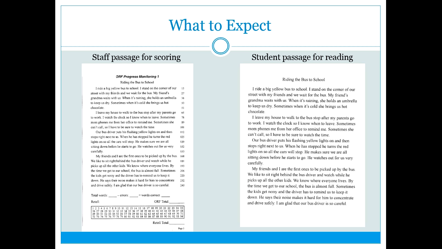So what to expect when you look through your packet. You'll find that you have access to packets for each grade level from 2nd to 6th grade. Inside each of these packets, you'll find some instructions and some boxes for scoring, as well as 2 copies of each of the 3 passages to be read by the student. On the left is an example of what the staff copy looks like. It's got some spaces for scoring at the bottom. On the right is a copy of the same passage that will be read by students.